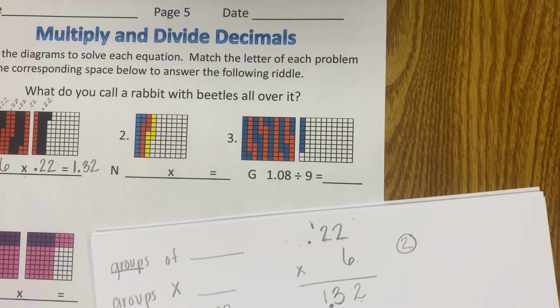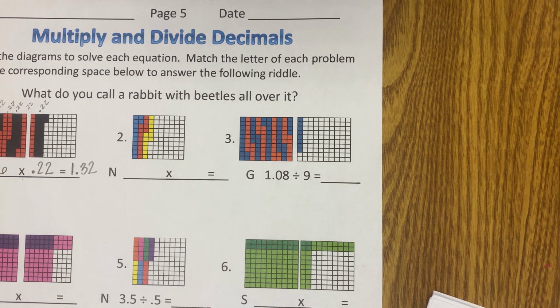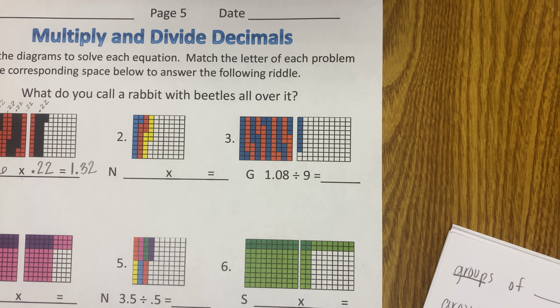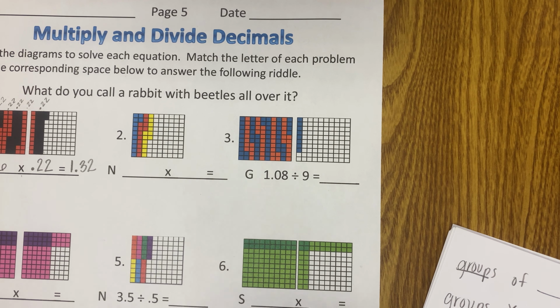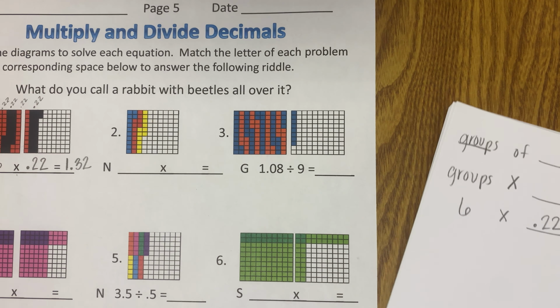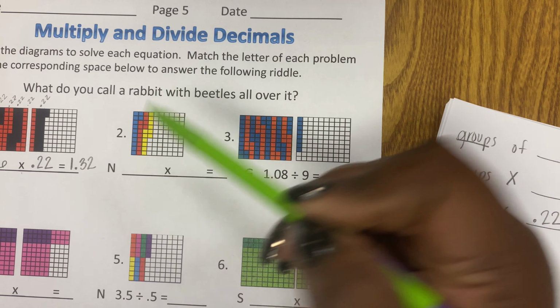Go ahead and try, what's our next one to try? Go ahead, pause the video and try number 2. Pause the video at this time and try number 2. So now that you've given number 2 a try, let's go ahead and check your work. So we see that there are 1, 2, 3 groups.